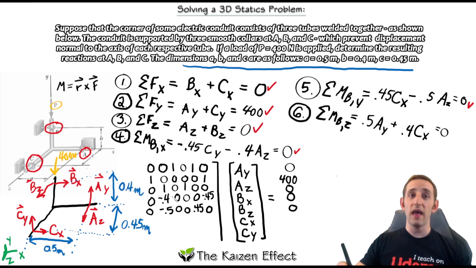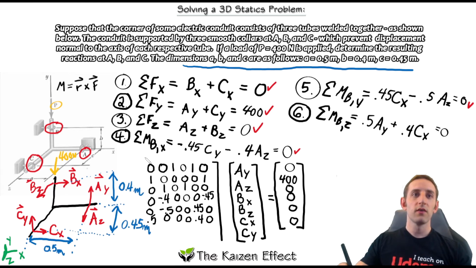Now, finally, we want to take a look at equation number 6. So that does have an AY. That's actually 0.5. We don't have an AZ. We don't have any B terms. We do have CX, which is 0.4, but no CY. And all that is equal to 0. So we have this nice matrix right here.